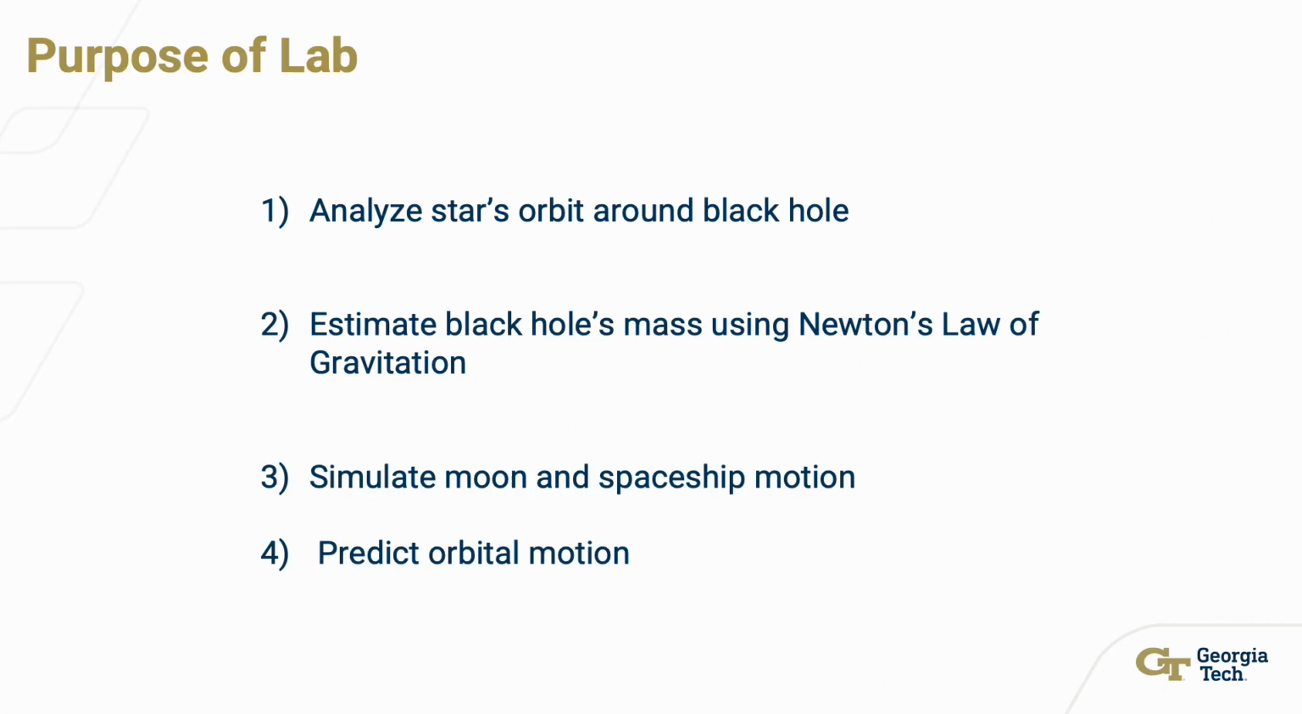Talking about the purpose of this lab, the first purpose is to analyze a star's orbit around a black hole and then estimate this black hole's mass using Newton's law of gravitation. For the second part, we want to simulate a moon and a spaceship's motion around this planet and then predict their orbital motion without the spaceship crashing into either.